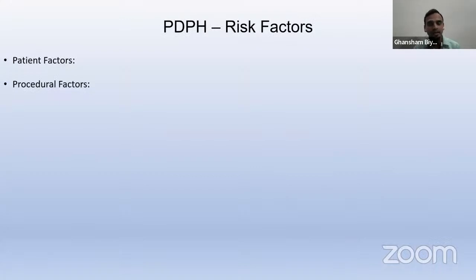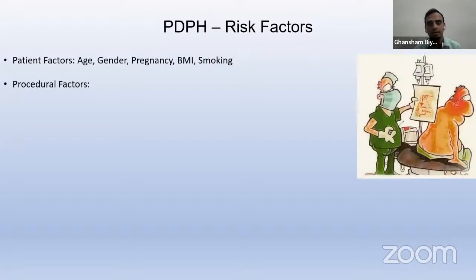So another important side for the postgraduates, what are the risk factors for the development of PDPH? You can classify that into patient risk factors and procedural risk factors. So patient risk factors include age. We all know that younger age is a risk factor for the development of PDPH compared to elderly patients. For unknown reasons, female patients are at higher risk of having a PDPH compared to males. And if they are pregnant, there is a higher chance that they will have a PDPH compared to non-pregnant patients.